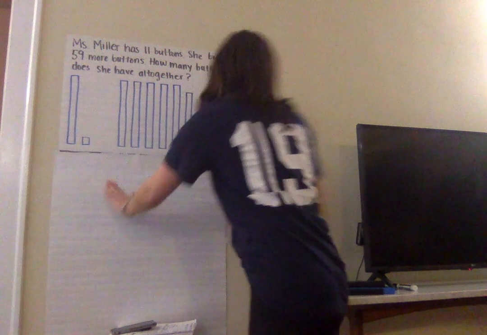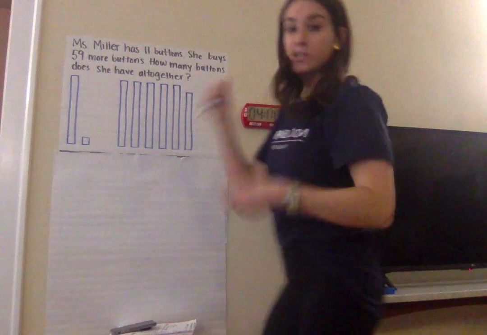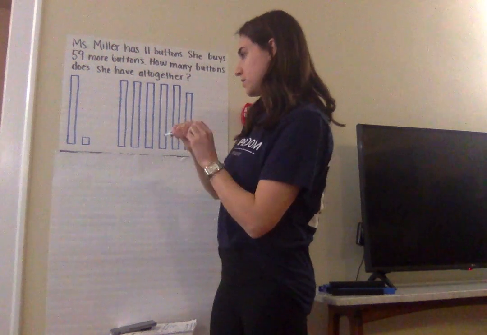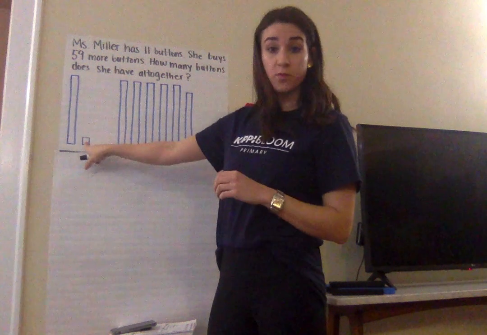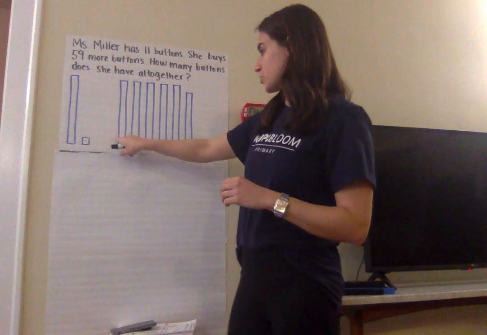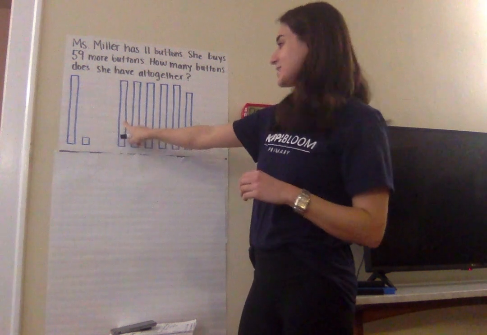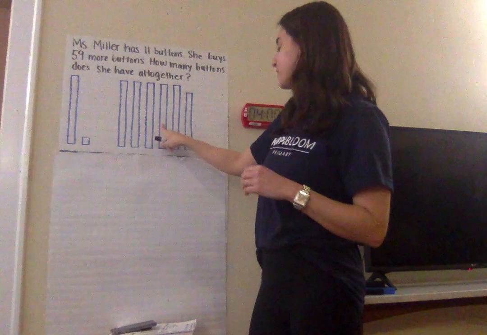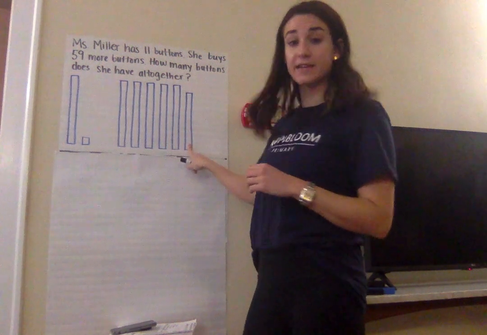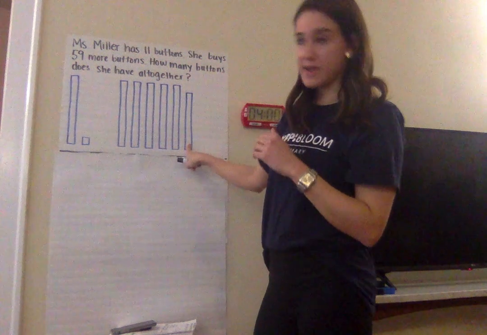All right, here we go. So first I showed that I had 11. I had my 10 and my 1. And then I also showed that I had 59. I had 10, 20, 30, 40, 50, and 9 more. Now I'm going to label it like how I counted.